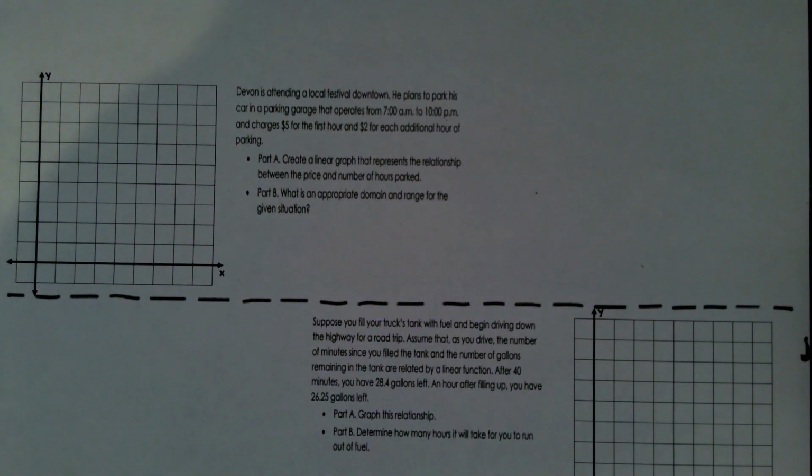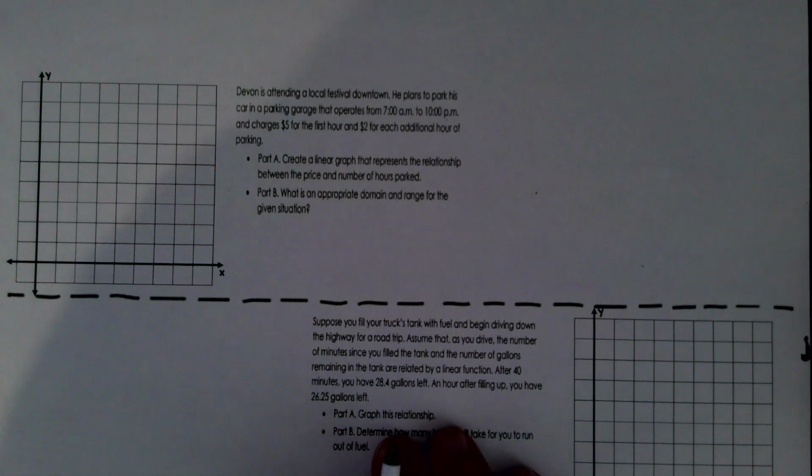Devin is attending a local festival downtown. He plans to park his car in a parking garage that operates from 7 a.m. to 10 p.m. and it charges $5 for the first hour and $2 for each additional hour of parking. Create a linear graph that represents this relationship and what is an appropriate domain and range for the given situation.